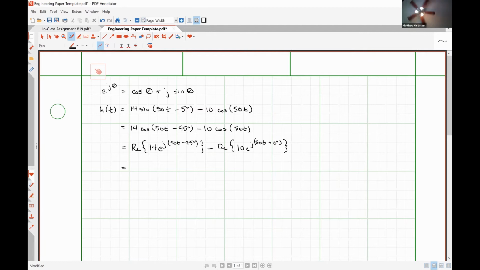Or in polar form, this looks like real 14 angle negative 95 degrees minus real 10 angle 0 degrees. So for those of you who understand how to use complex numbers on your calculator, don't do real 14 angle 95 minus real 10 angle 0. Just do this complex number minus this complex number, please.